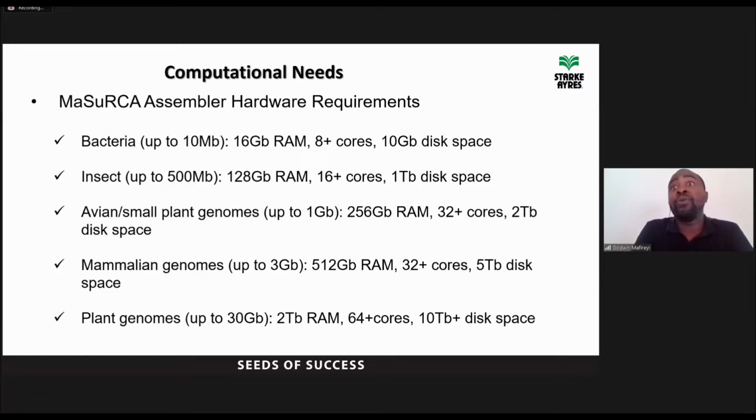Also, besides just calling variants and designing molecular markers, there are certain times where you actually need to assemble a genome de novo. So in cases where there's no reference genome available. So this is one assembler that we use to assemble plant genomes. So you can see the hardware requirements for such an assembler is 2 terabytes of RAM, 64 cores, to 10 terabytes of disk space, depending on the size of the genome.